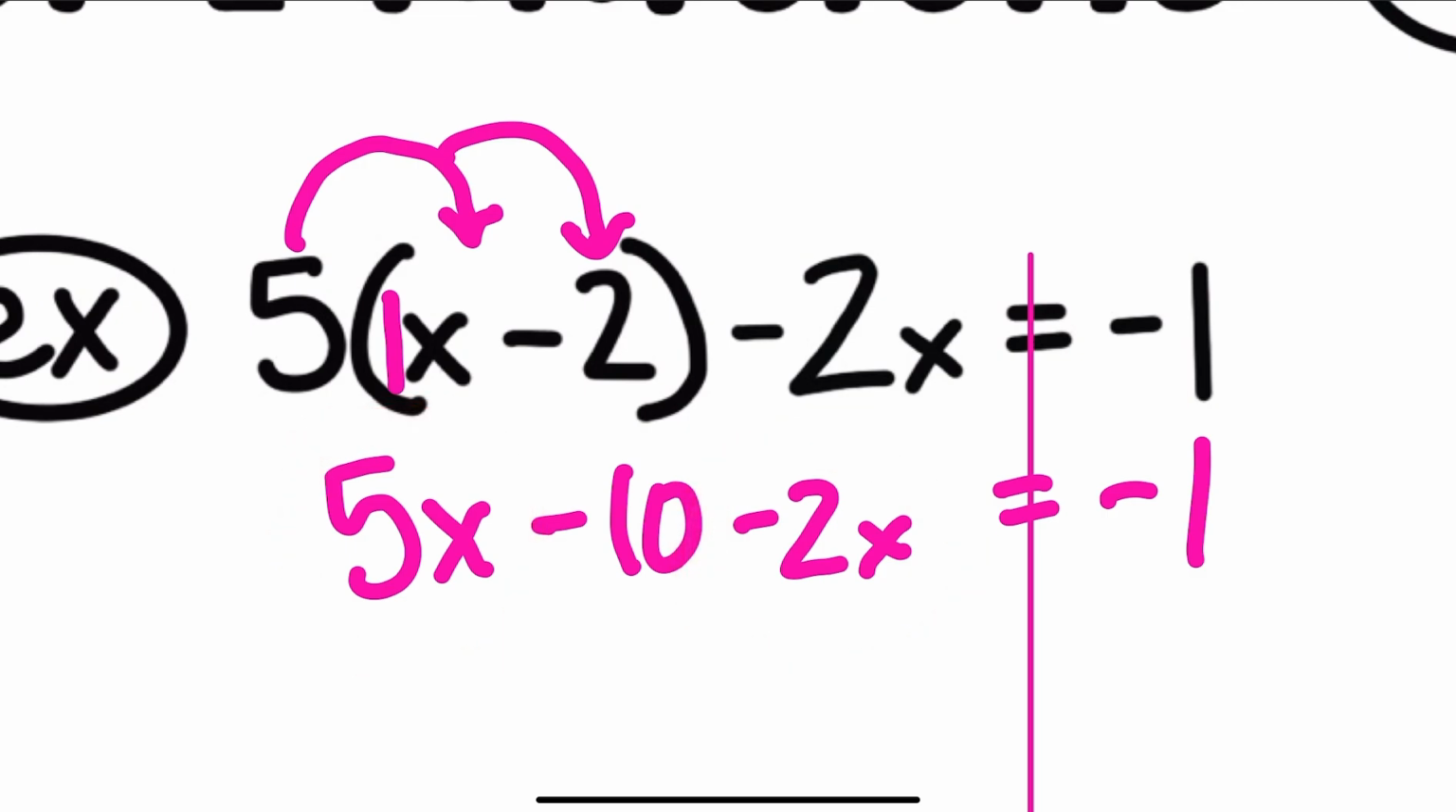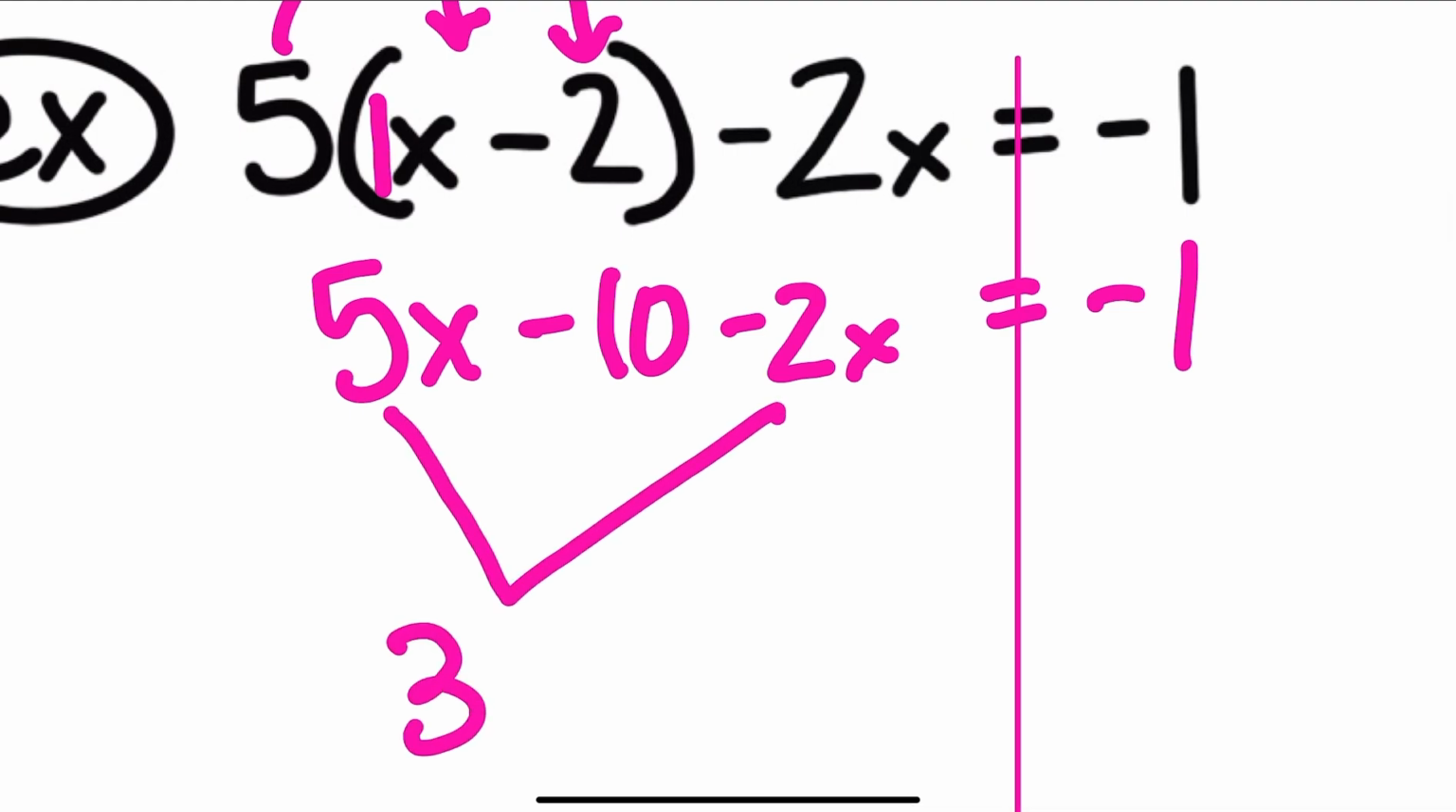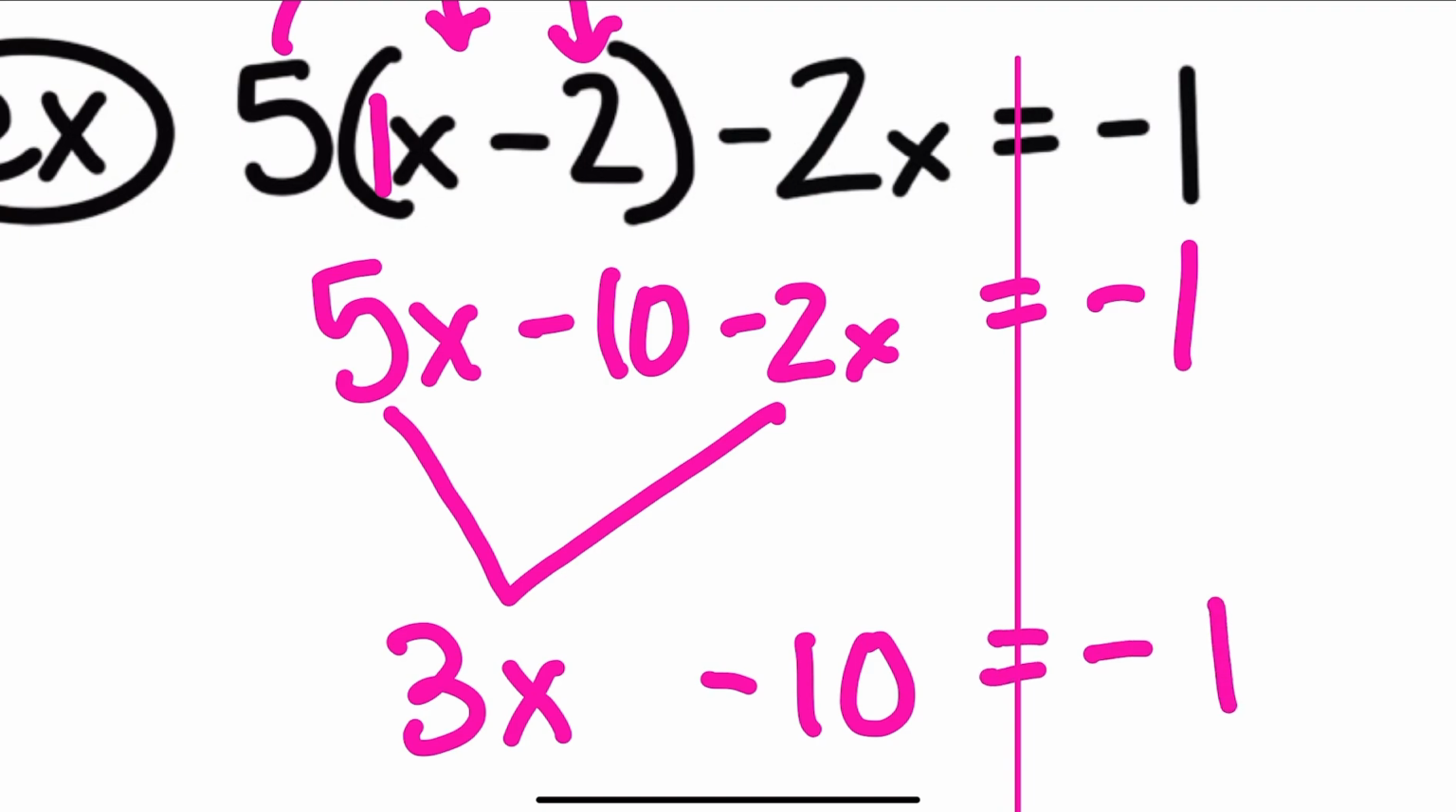So let's do that. What is 5x minus 2? 5x minus 2, that's going to give me 3x. I haven't used that 10 yet, so I'm still going to write it down. And I haven't used the 1 yet either. So all of those still apply. I just combined my like terms.